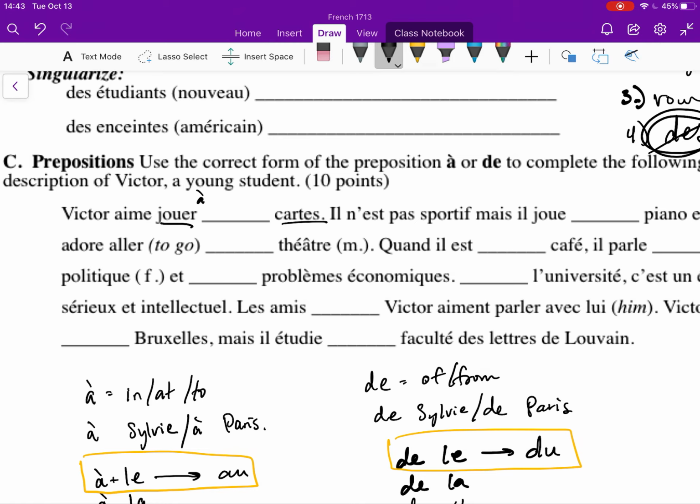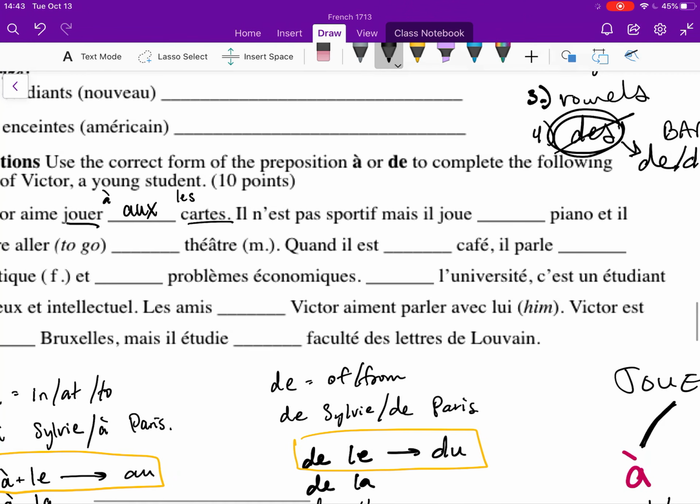Cartes is not a proper noun, so therefore I need to have some sort of article. It's plural, so à and les. These two together will become aux. Example number 2. Il n'est pas sportif, mais il joue blank piano. Jouer, once again, you have to choose between à or de, not just based on translation. Piano is a musical instrument, so I'm going to have some form of de. Piano is not a proper noun, so I need some article. It's masculine. De and le together will become du.